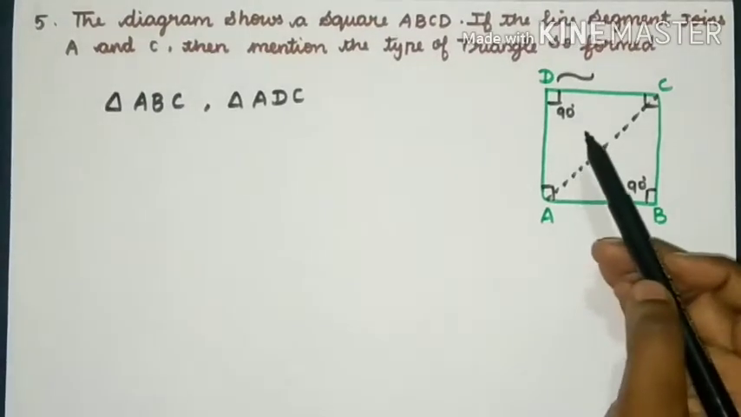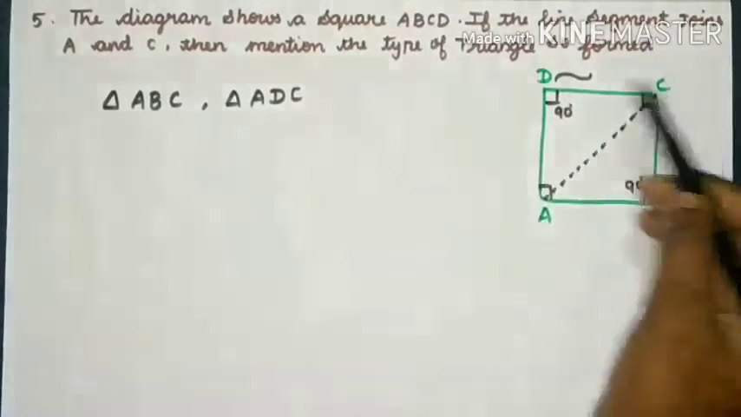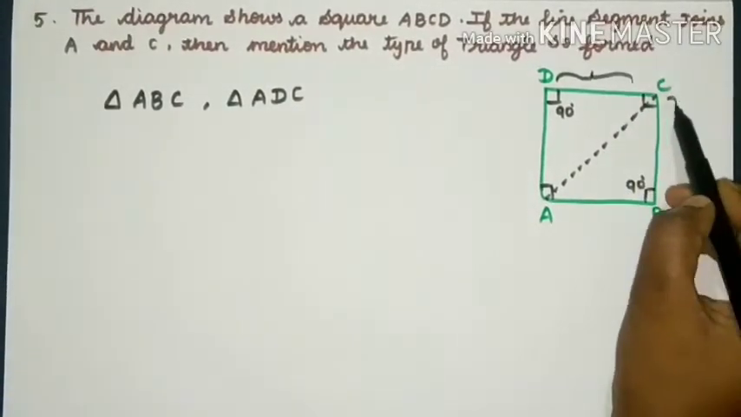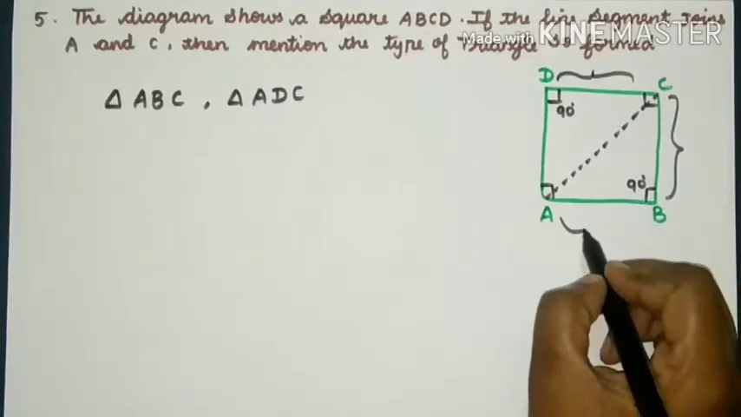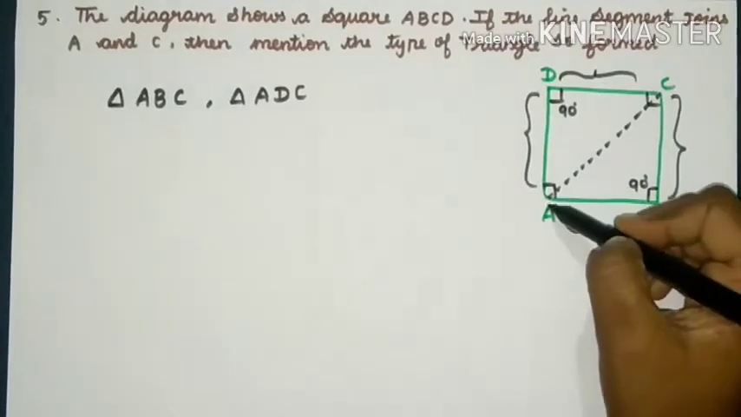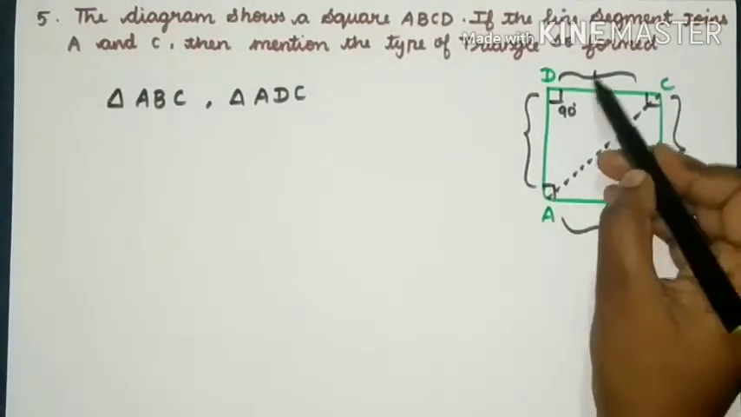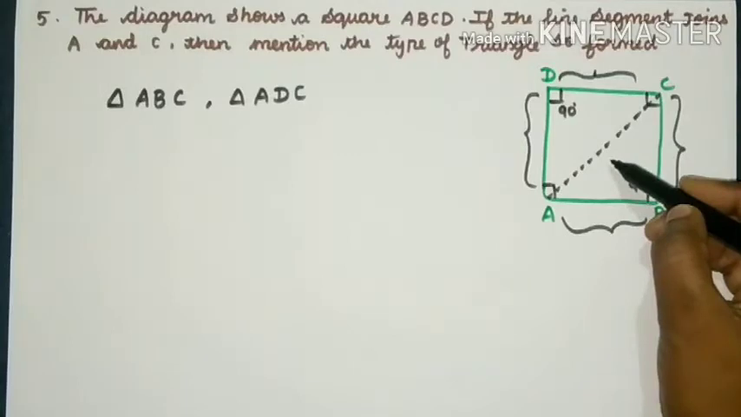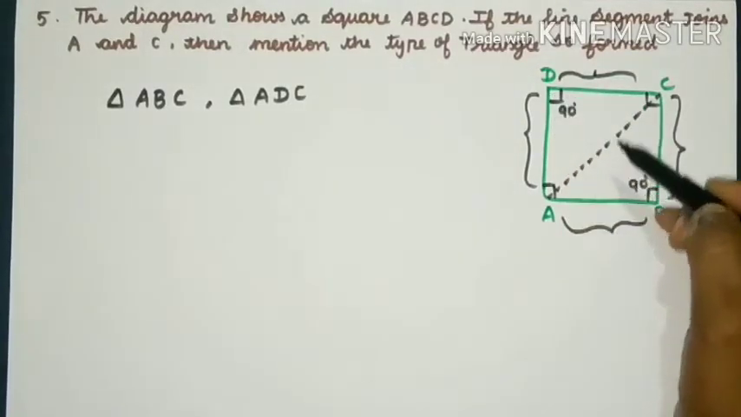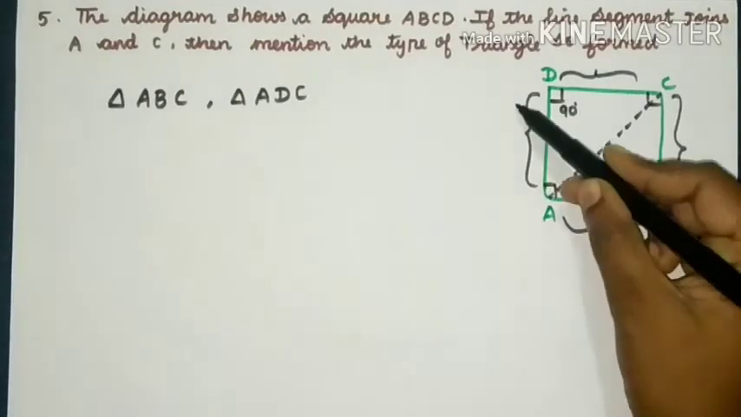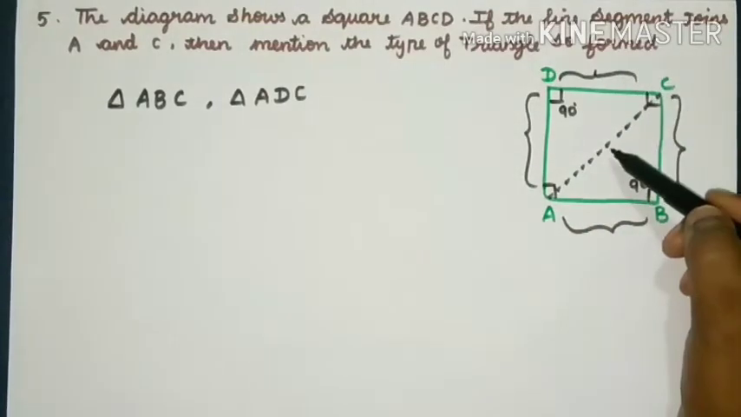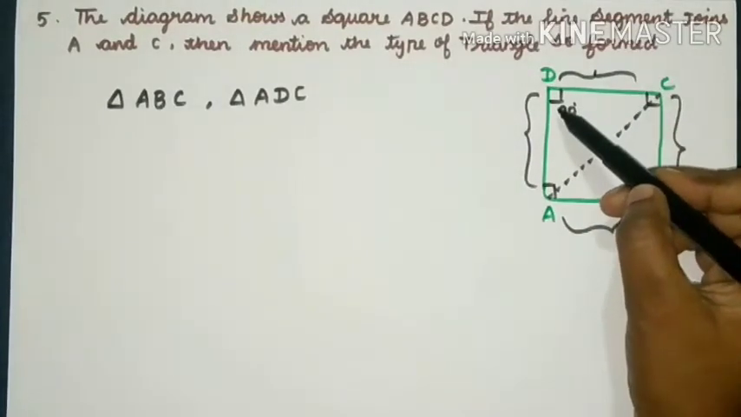Students, from the given question we can identify a square ABCD. In a square ABCD, a square has 4 equal sides. All the 4 sides are equal. See, in triangle ADC, 2 sides are equal and one is different, which means it is an isosceles right angled triangle. It is clear, no? Here AD and DC are equal. 2 sides are equal and one is different, and it is a right angled triangle.